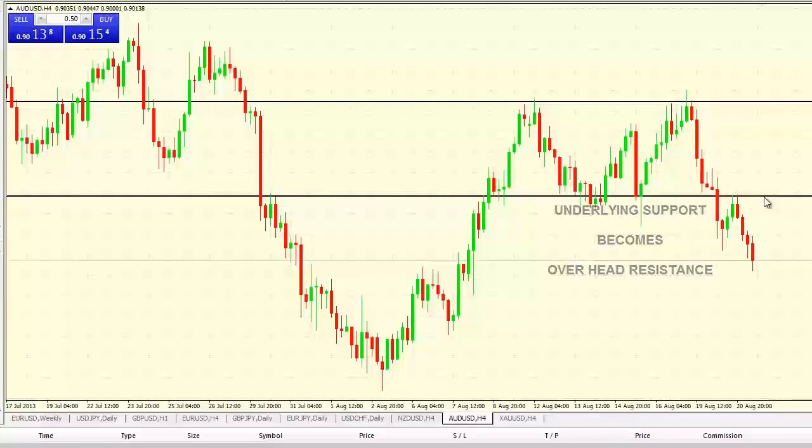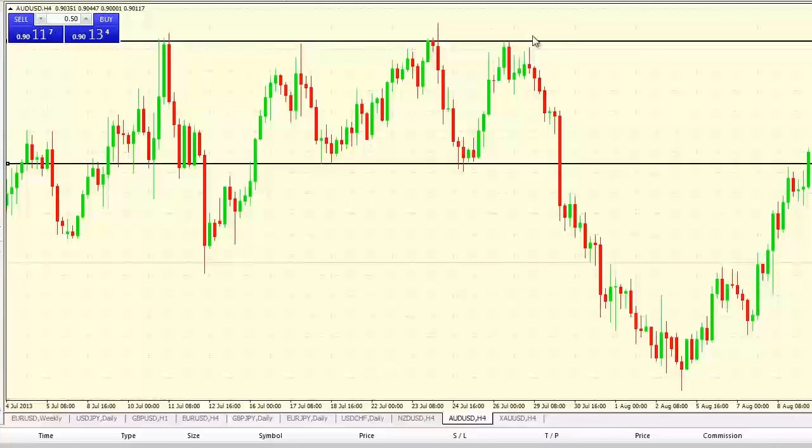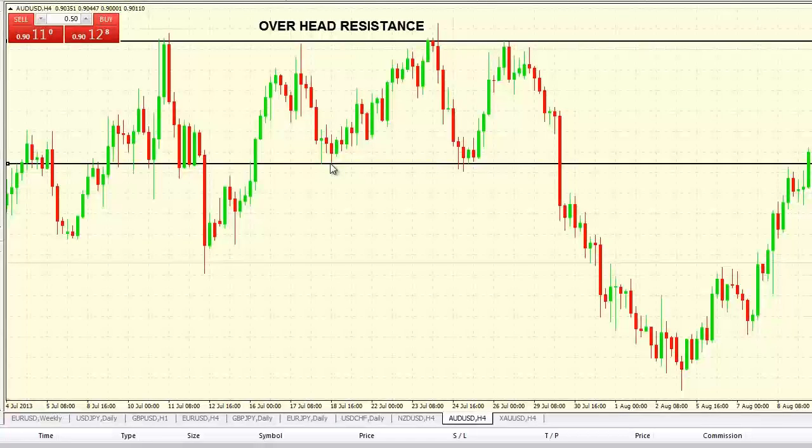Similarly, if you look over here, the price of the Aussie dollar is seen to be making multiple tops at the level around 0.92942. This level is behaving as the overhead resistance. The price tried to break below the 0.91374 level over here a number of times. Therefore, this level is acting as the underlying support.